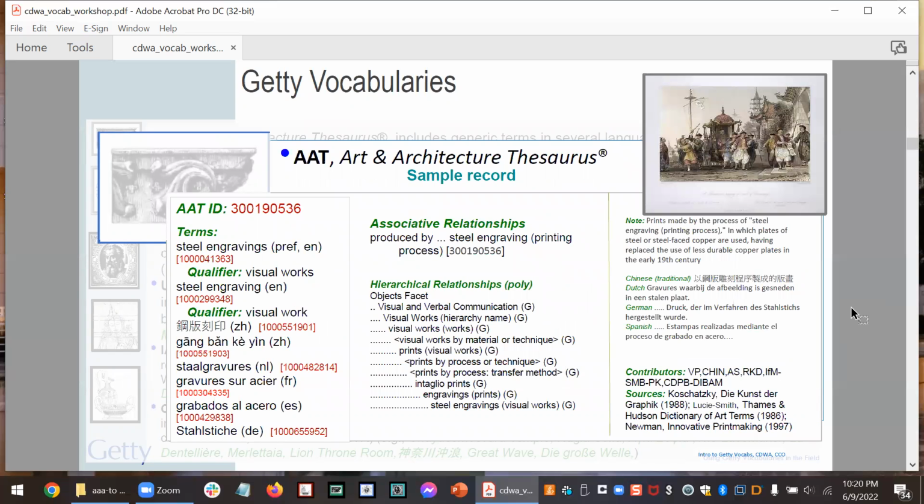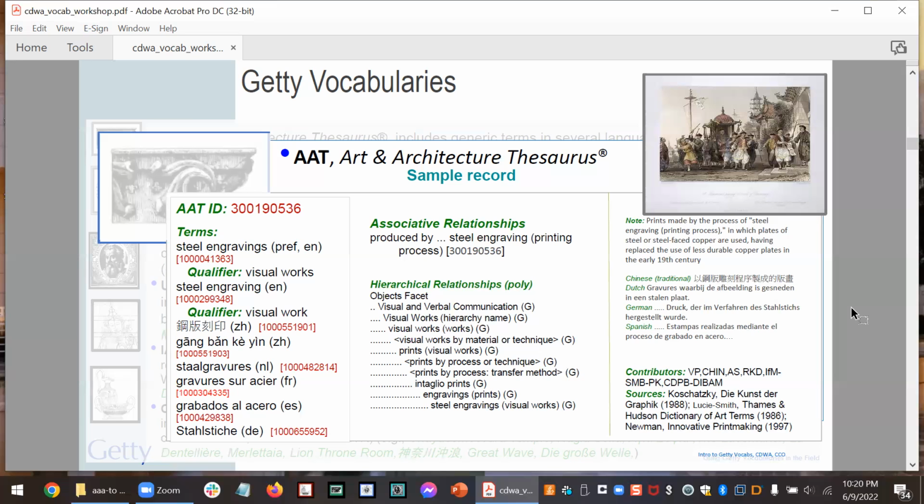And here's a full record of an AAT concept for steel engravings. So I want to point out what you see in red over in the left column. There is an ID for the AAT record, and this is a unique and persistent ID that you can use to identify this record and use in your systems. Also, however, each term has its own unique ID as well within the context of the AAT. And these could be used if you want to link to a specific term and not necessarily the preferred term in this record. Maybe a term in a different language is what you need.